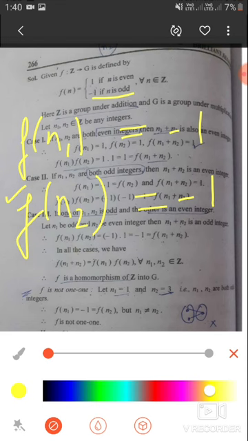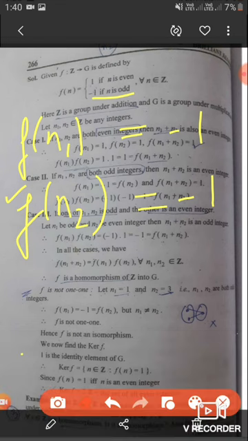So when the sum is an even integer, then what will happen?